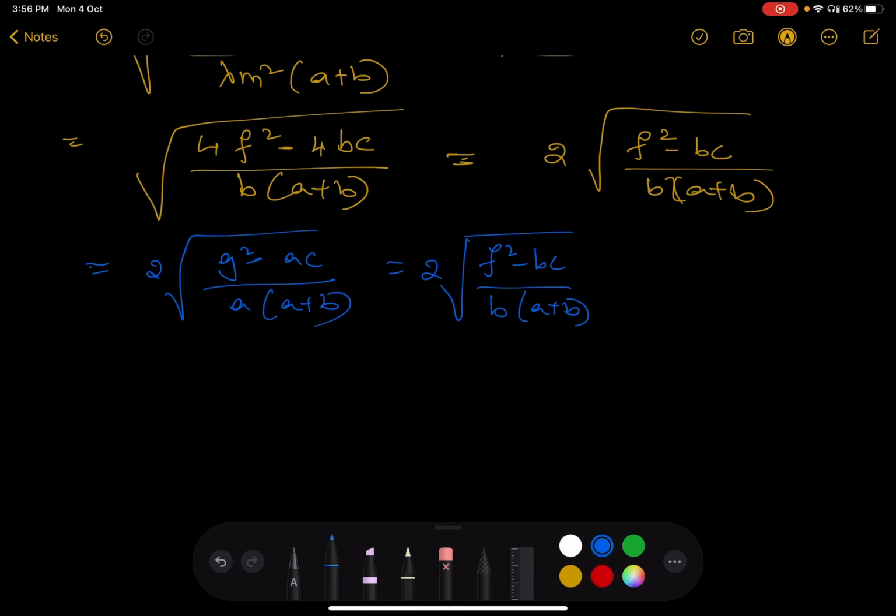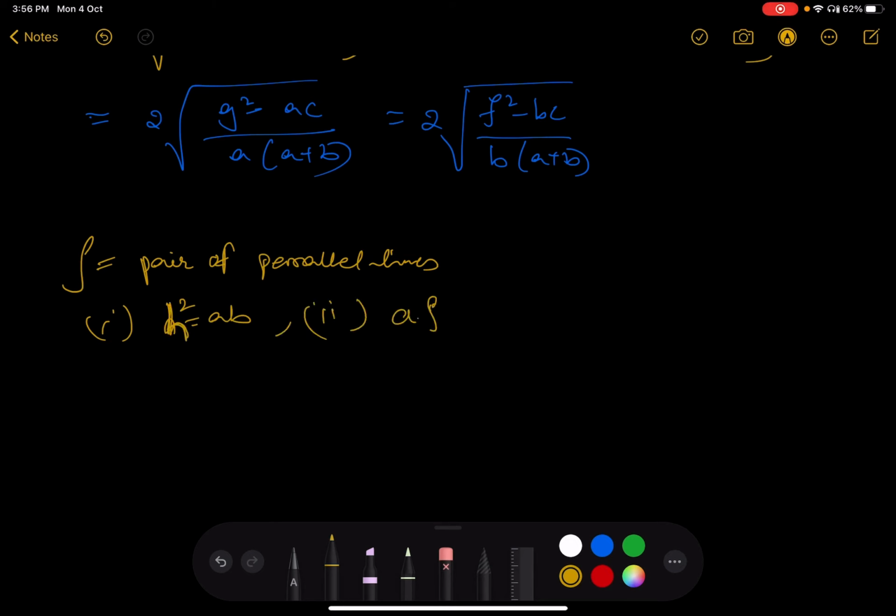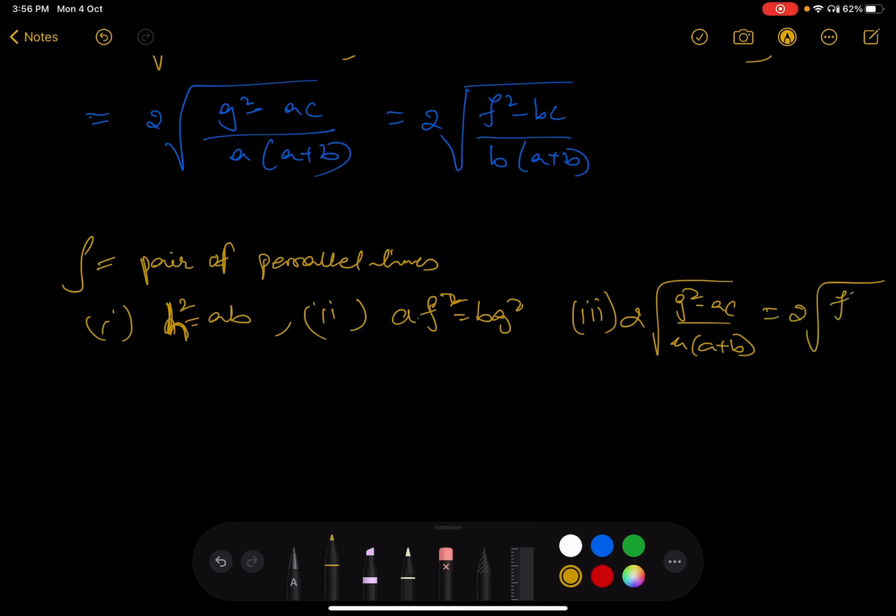So from this we can say that if a given curve S represents a pair of parallel lines, then the curve satisfies these conditions. One is h square is equal to ab, second is af square is equal to bg square, and the third condition is the distance between parallel lines is 2 root (g square minus ac) by a into (a plus b), or this is also equal to 2 root (f square minus bc) by b into (a plus b). So these are the conditions which we have discussed for a given curve representing a pair of parallel lines.